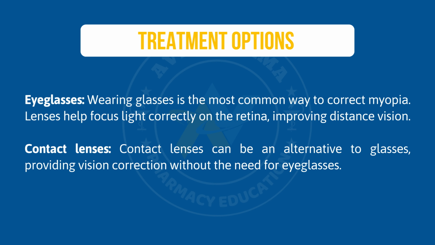Eyeglasses. Wearing glasses is the most common way to correct myopia. Lenses help focus light correctly on the retina, improving distance vision. Contact lenses. Contact lenses can be an alternative to glasses, providing vision correction without the need for eyeglasses.